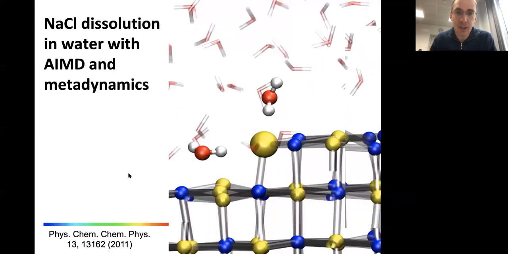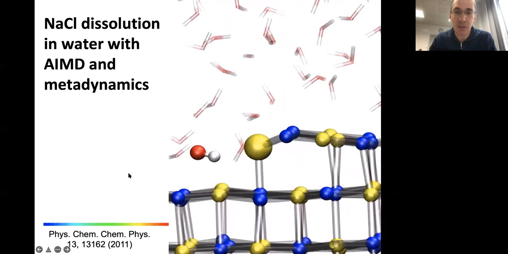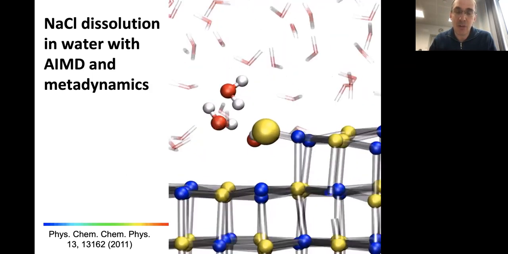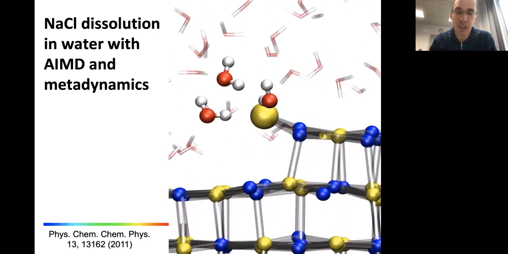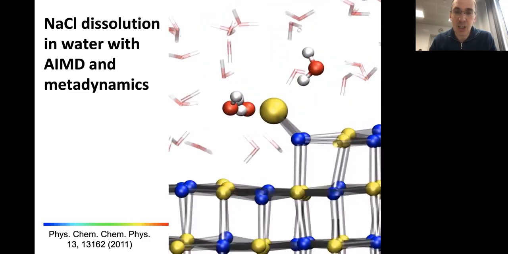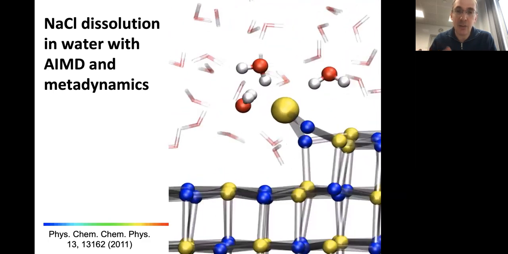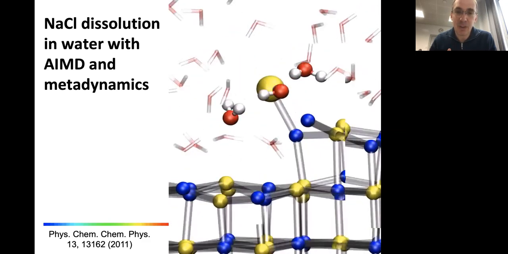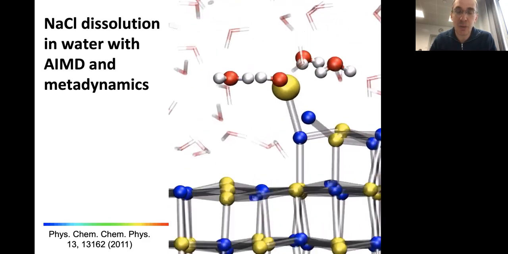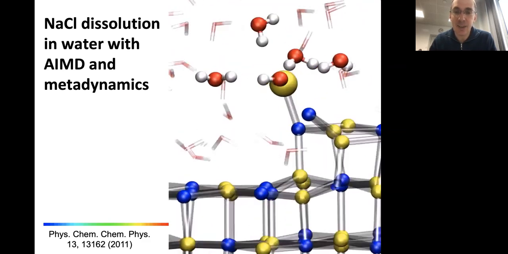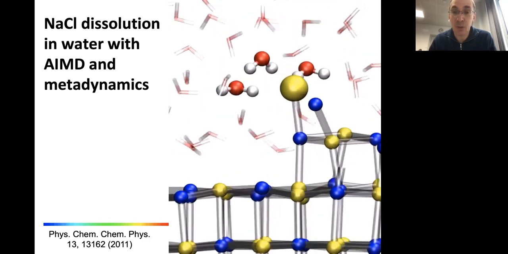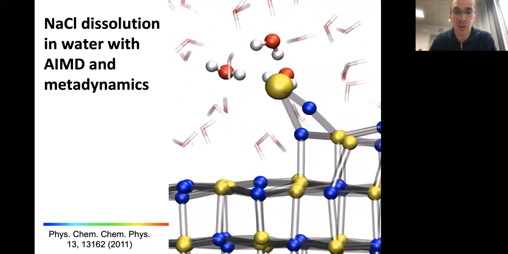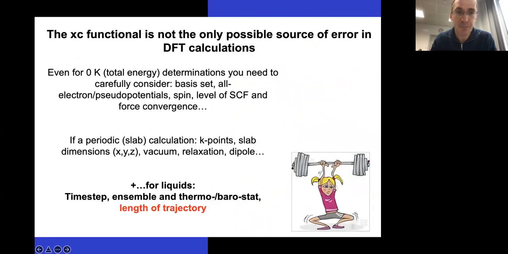I showed you this video at the beginning of the talk. It's another type of process we might be interested in exploring. We have a crystal, and ions in the crystal are going into solution, so there's a dissolution event, and again this involves bond making and bond breaking. There's a complicated electronic structure, and we really need an ab initio treatment to understand this type of problem.